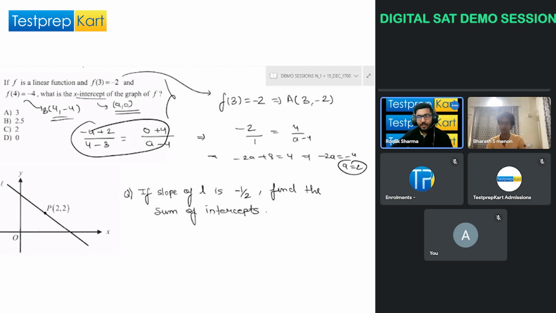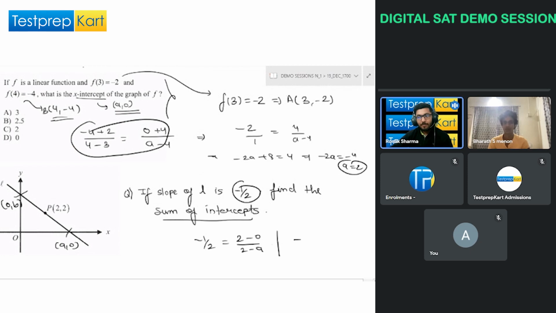Like this question, they've asked you the sum of intercepts, so they have just increased the difficulty in terms of calculation, because now you have to calculate this point also, let it be (a, 0), and this is (0, b). For ease, they have provided you the slopes directly. So minus 1 by 2 will be equal to 2 minus 0 by 2 minus a, this is one equation. And similarly minus 1 by 2 will be equal to b minus 2 by 2. So with this, if we calculate, that will be a minus 2 equal to minus 4.